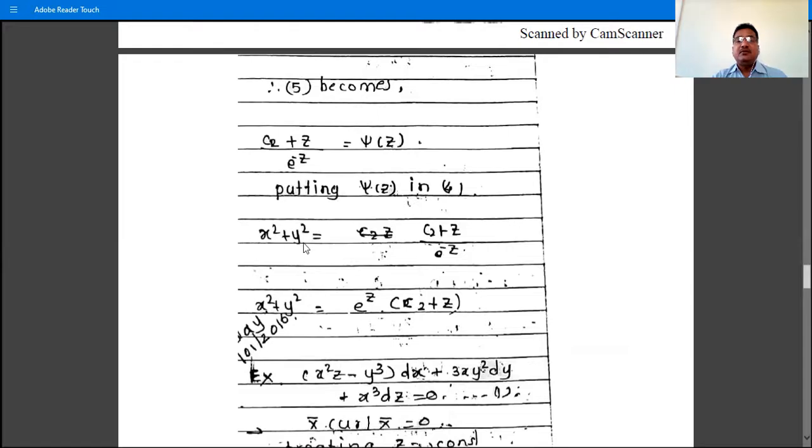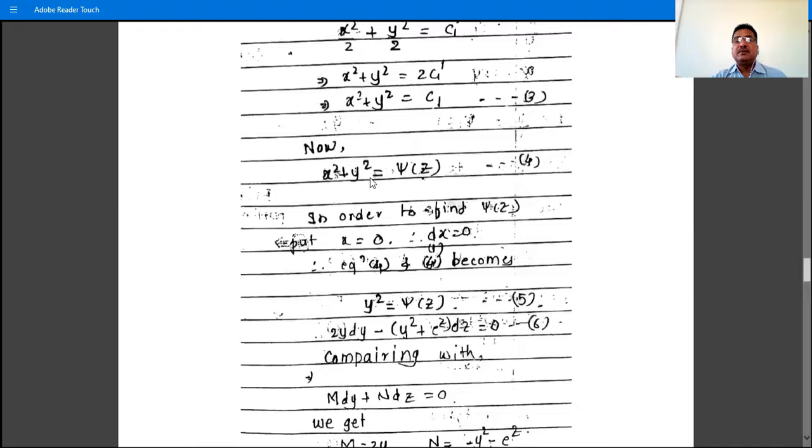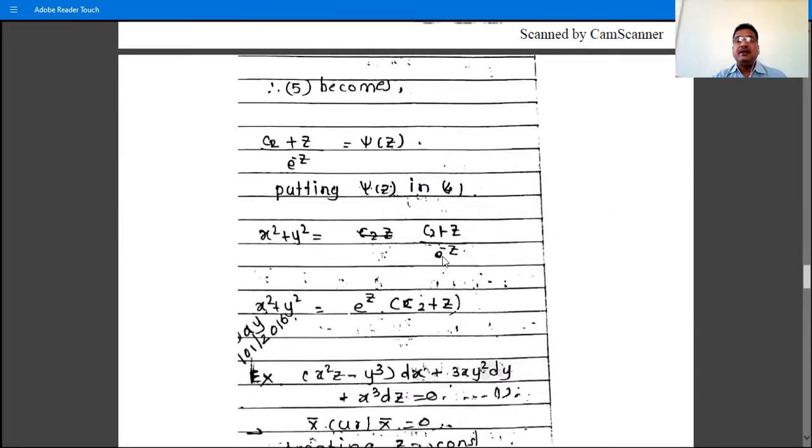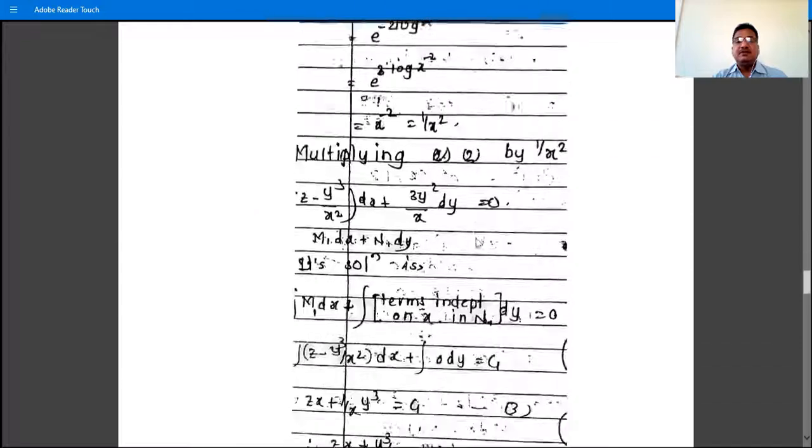Then substitute this value of psi(z) in equation number 4. We get the general solution. What is equation number 4? This is x² + y² = psi(z). So x² + y² = (c2 + z)/e^(−z), and after simplification, if you shift the e^(−z) to the numerator, it will become e^z. So x² + y² = e^z (c2 + z), and this is the general solution of the given differential equation.